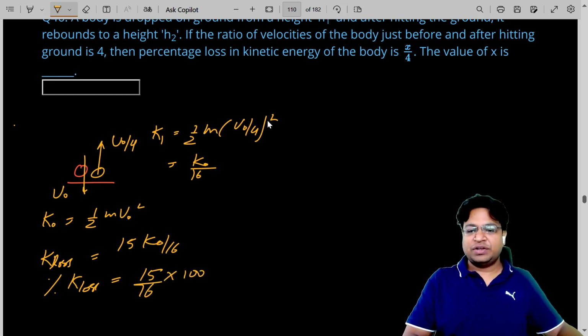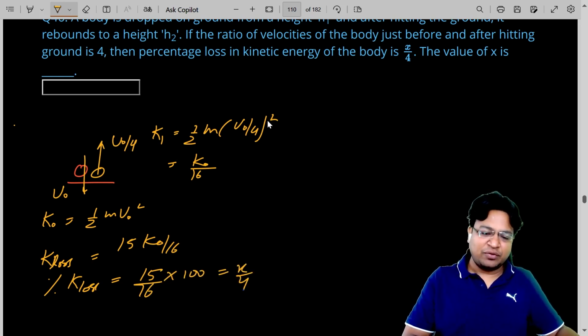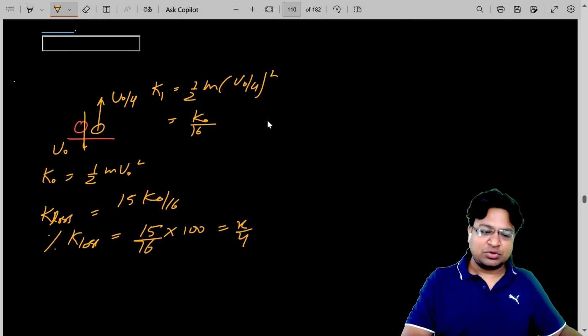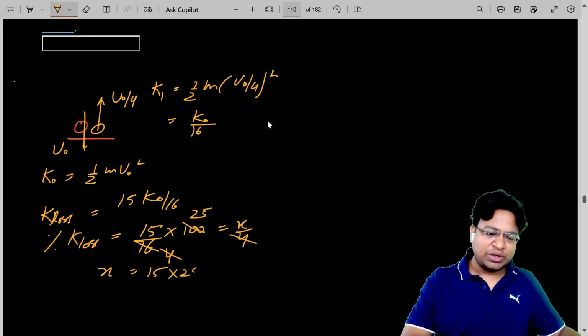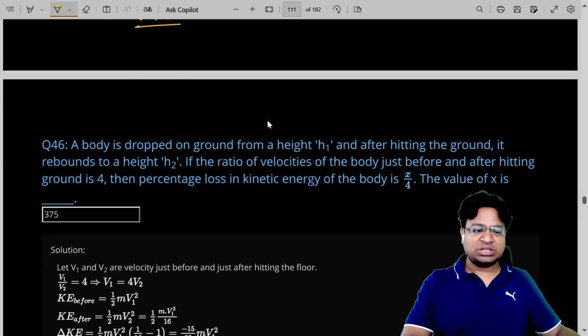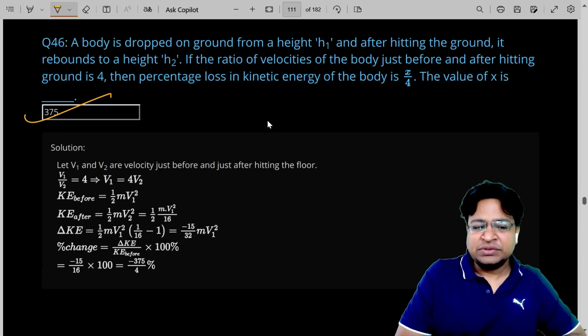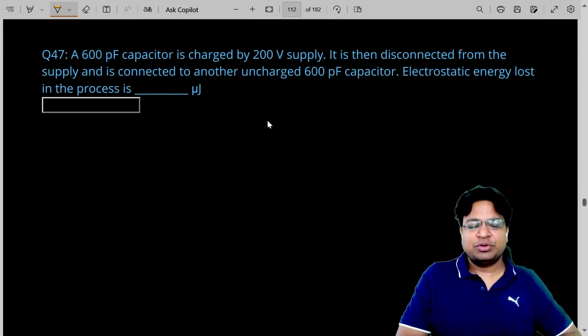So this we need to finish and compare it with x by 4. So let's see what the value of x turns out to be. This will become 4 times, this will become 25 times, and then 4 and 4 get cancelled. So x is 15 into 25, which turns out to be 375. So 375 is the answer. Okay, now we go to the next question.